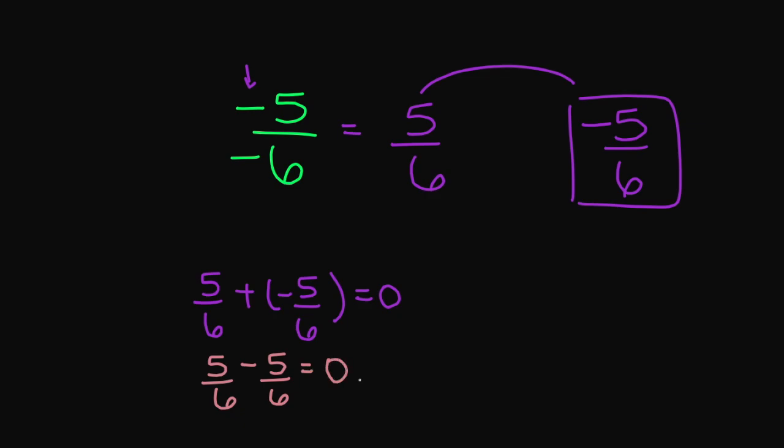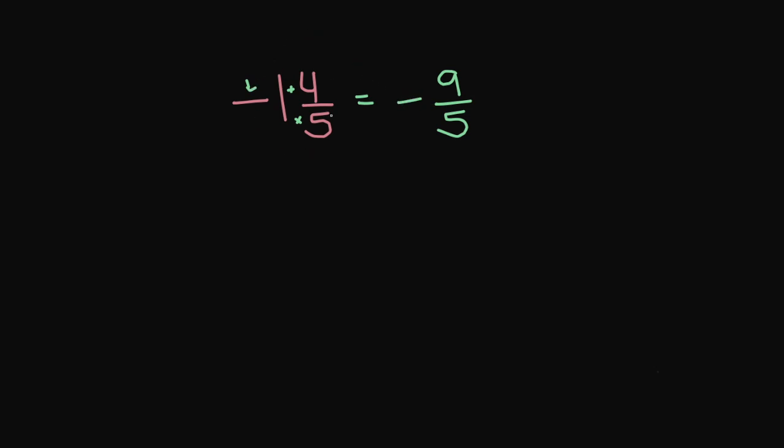What about -1 and 4/5? What if you needed to find the opposite of this mixed fraction here? First thing we're going to do, we're going to turn this mixed fraction into an improper fraction. 1 times 5, and then we're going to add 4. So 1 times 5 is 5, plus 4 is going to be 9. So you have 9 over 5. And don't forget to bring your negative sign. So that's going to be right here.